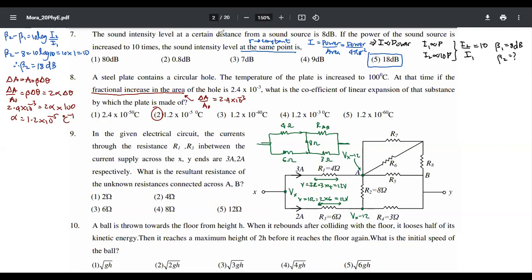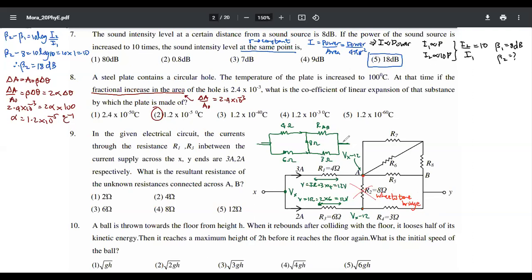Therefore, will this work? This is not going to work, because at this point and at this point, potential is the same. So what is this? It is a Wheatstone bridge. If that is a Wheatstone bridge, things become very, very convenient for us.